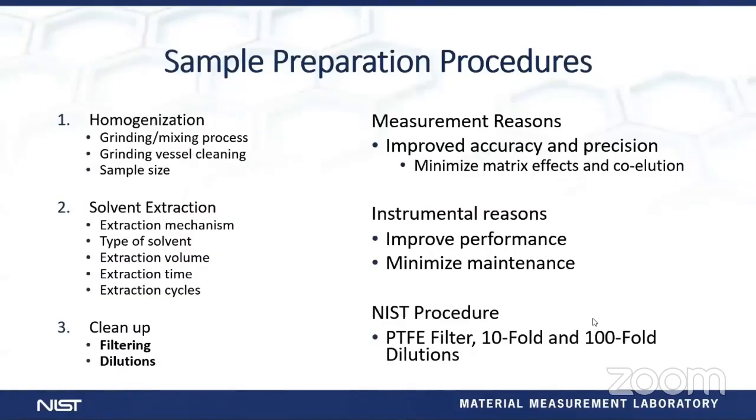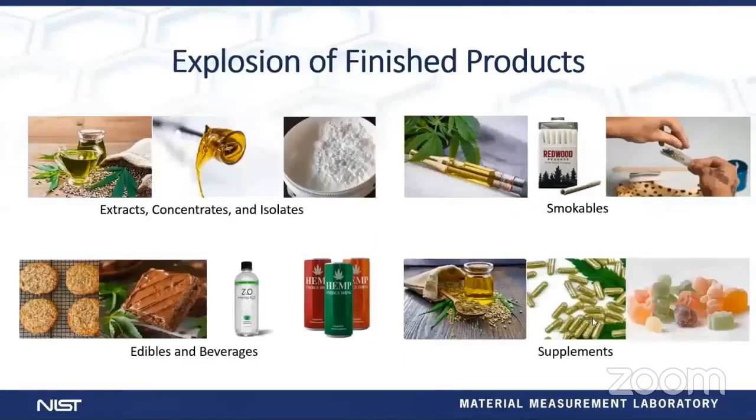The final NIST procedure involved using a PTFE filter and then doing 10-fold and 100-fold dilutions. This helped ensure that everything eluted was found present in our calibration curve range.